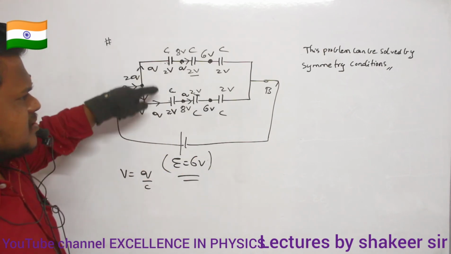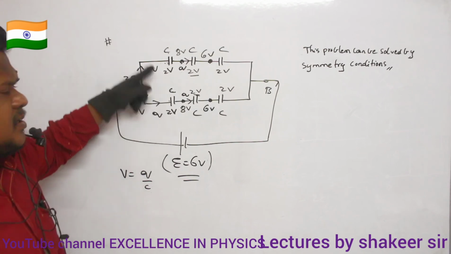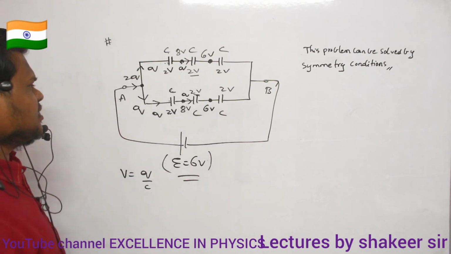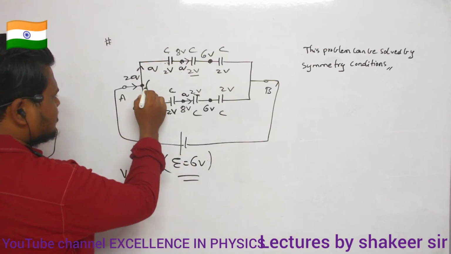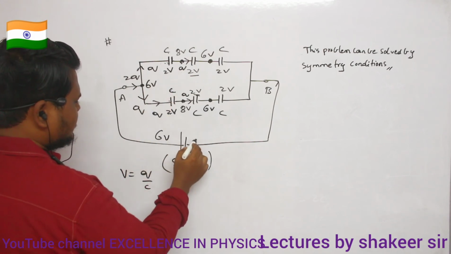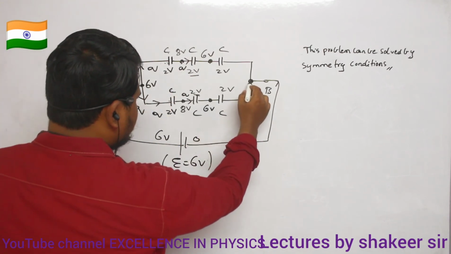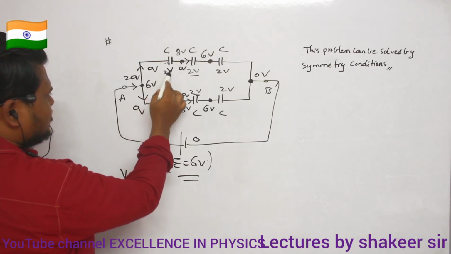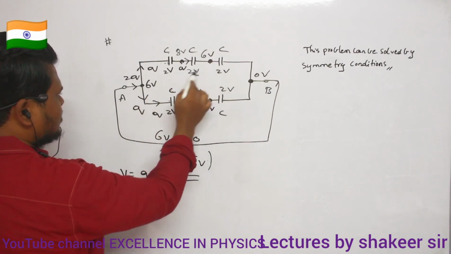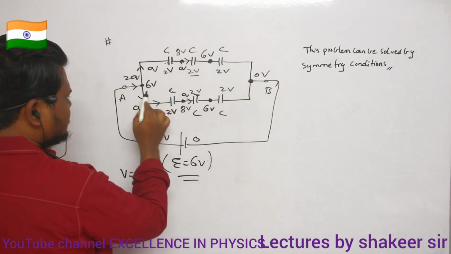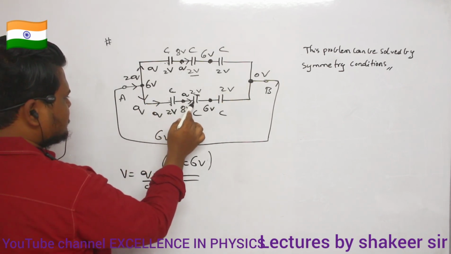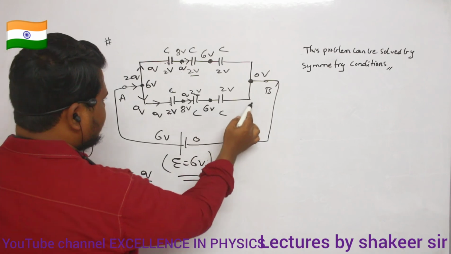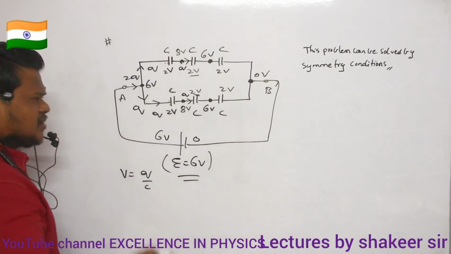In parallel branches, the potential difference must be equal. So here if it is 6 volts, here also it is 6 volts. For example, if I take this as 0 volts, then here also it will be equal to 0 volts. Out of a total 6 volts, this is taking 2, this is taking 2, this is also taking 2. So the total potential here will be 0. Similarly, out of this 6, this is taking 2, this is taking 2, this is also taking 2, so the remaining potential is 0. So this is how we analyze this circuit.